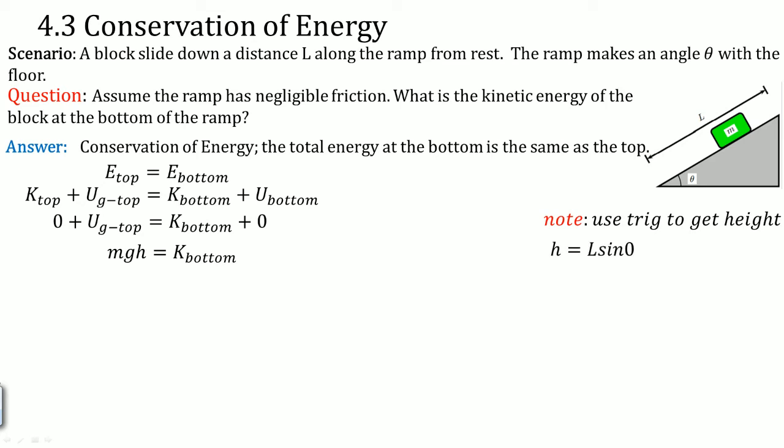The height here would be the sine component of the right angle because that is the up and down. That's the opposite side to the theta value. So height is equal to the length times sine theta. We substitute it in. mg, the h is L sine theta, and that will be equal to the kinetic energy at the bottom.